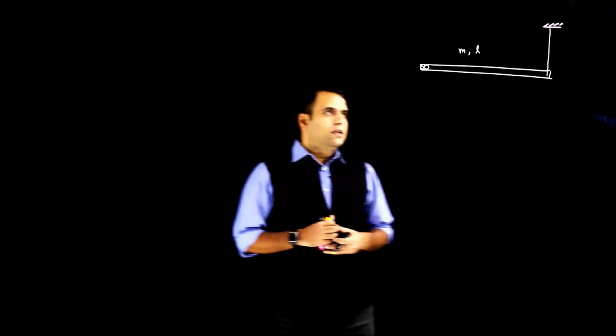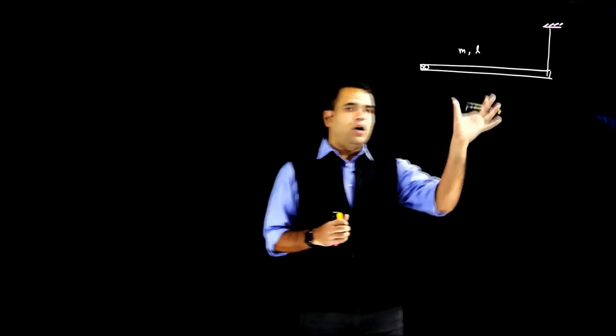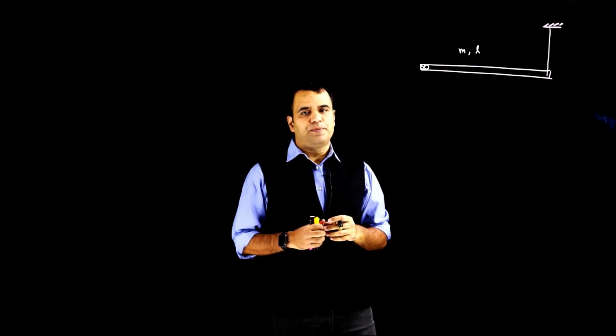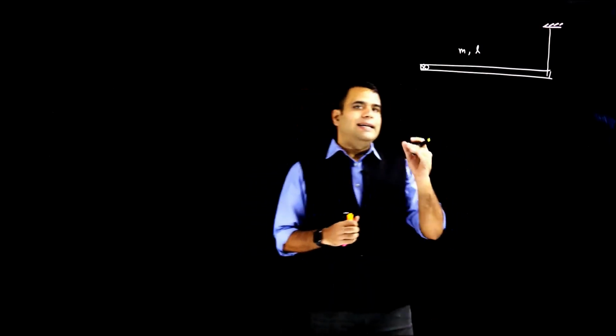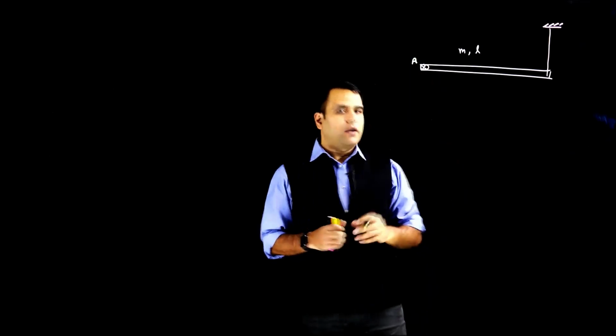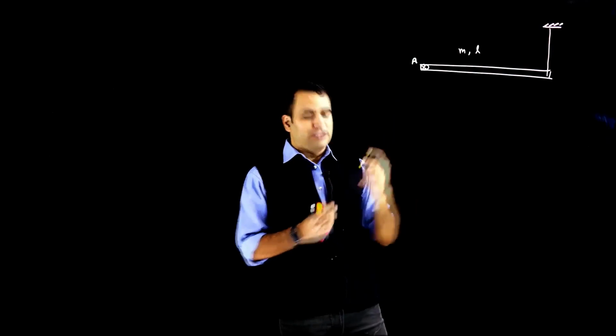Hello. Now we'll do this problem where we are dealing with a rigid body. So this is my rod, which is a rigid body. Its mass is given m and the length of the rod is L. So this rod is hinged at this point. I'm calling this point A. It is one of the corners of the rod. So at this point, this rod is hinged.